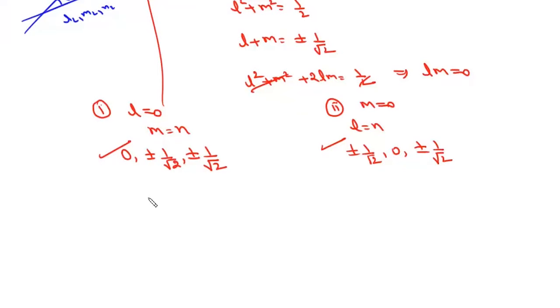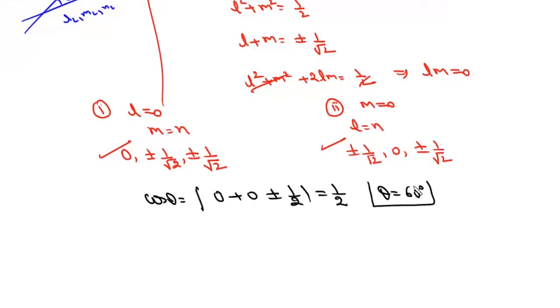Now we need to find the angle between them. Now cos theta is given by mod of L1 L2, 0, M1 M2, 0, and then plus minus 1 by root 2 times 1 by root 2 will be this 1 by 2. Cos theta is 1 by 2. That means theta is 60 degrees. So the angle between the two lines will be 60 degrees.